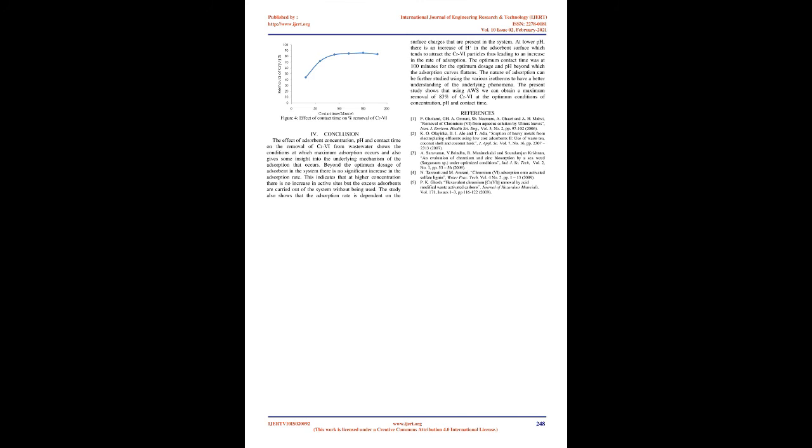Conclusion. The effect of adsorbent concentration, pH, and contact time on the removal of Cr6 from wastewater shows the conditions at which maximum adsorption occurs and also gives some insight into the underlying mechanism of the adsorption that occurs. Beyond the optimum dosage of adsorbent in the system there is no significant increase in the adsorption rate. This indicates that at higher concentration there is no increase in active sites, but the excess adsorbents are carried out of the system without being used.